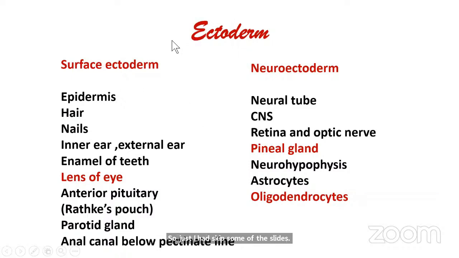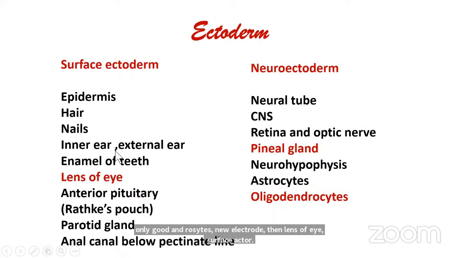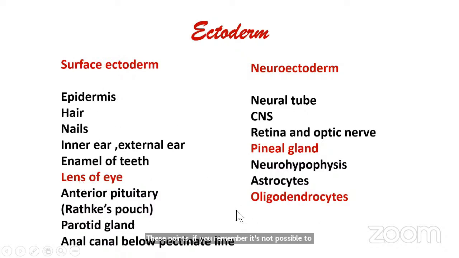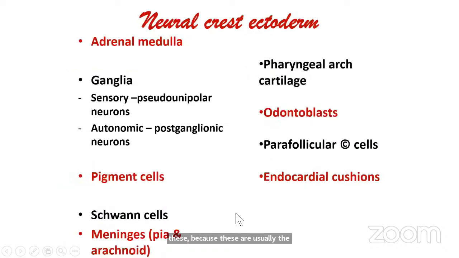This will give you an overview of the derivatives: ectoderm, the surface ectoderm derivatives, and neuroectoderm derivatives. Some of the favorite answers in the options which you get for NEET are pineal gland, the derivative of neuroectoderm; oligodendrocytes, neuroectoderm; then lens of eye, surface ectoderm. It's not possible to remember the entire thing, but still you can focus on these because these are usually the answers in the MCQ.